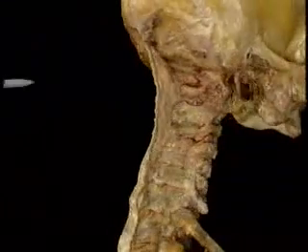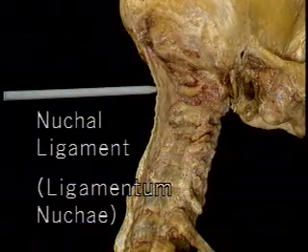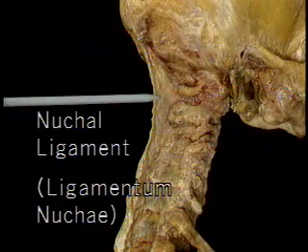Now we'll look at the three ligaments that run the length of the cervical spine, starting with the nuchal ligament. Here's the nuchal ligament, also called the ligamentum nuchae.